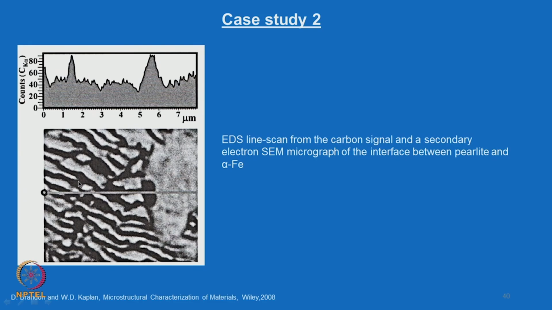So, you clearly see that as the line scanning goes through here, you see that there is a peak, a carbon peak. Even though the micrograph does not show the presence of a carbide here, you see that a peak is there, and for the rest you have a ferrite region, and finally it goes through another peak. It could be a carbide here, and then this is ferrite.